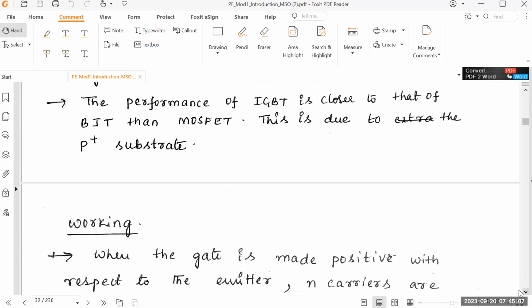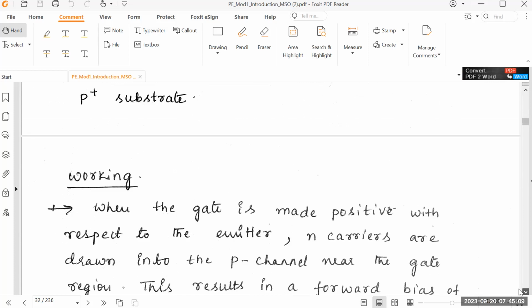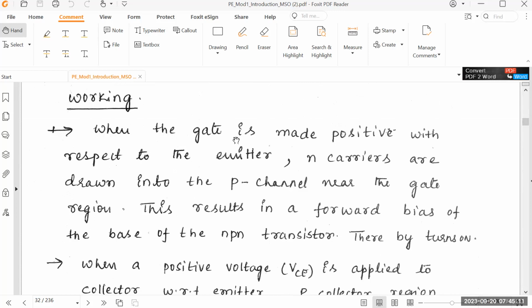Now let us look into the working condition of this IGBT. We have seen that the IGBT has one gate terminal, one collector terminal at the top, and one emitter terminal at the bottom. Those are the three terminals. Now let us see the working condition of the IGBT.